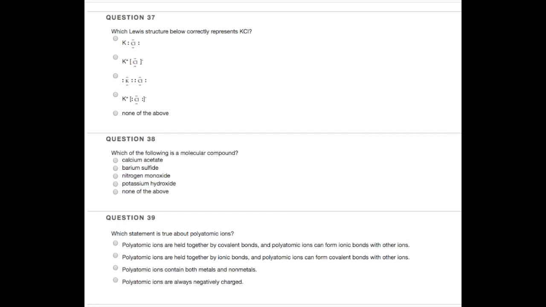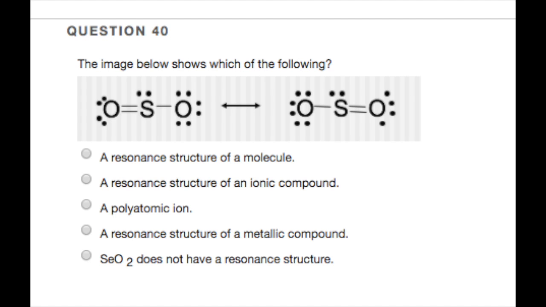And then the image below shows which of the following. A, resonance structure of a compound. So that looks right, because a resonance structure is when we have a bond that switches sides. And then we have resonance structure of an ionic compound. Ionic compounds don't form resonance structures, because resonance structure forms when electrons are shared and move back and forth in a bond. A polyatomic ion, this is not a polyatomic ion because it does not have a charge. And that would be the determining factor. So there are polyatomic ions that contain S and O, but in this case, it's uncharged, so it's not an ion. A resonance structure of a metallic compound, and that is not true either.